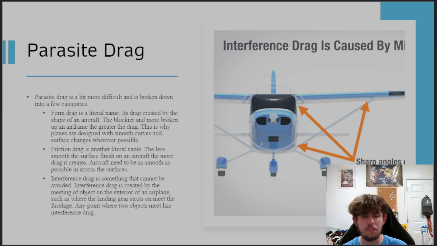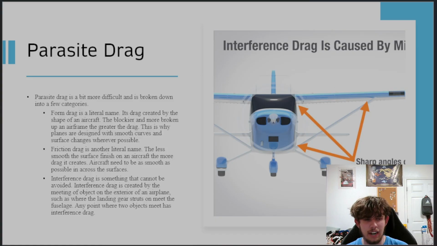And finally is interference drag, which is a step off from form drag, where any two points on an aircraft meet, there will be interference drag, as not only is the wind hitting that sharp angle or that sticking out piece of metal, the wing strut, but the airflow going over the wing strut versus the airflow going under the wing, they meet together at a specific point, and that causes drag as it's turbulent airflow.